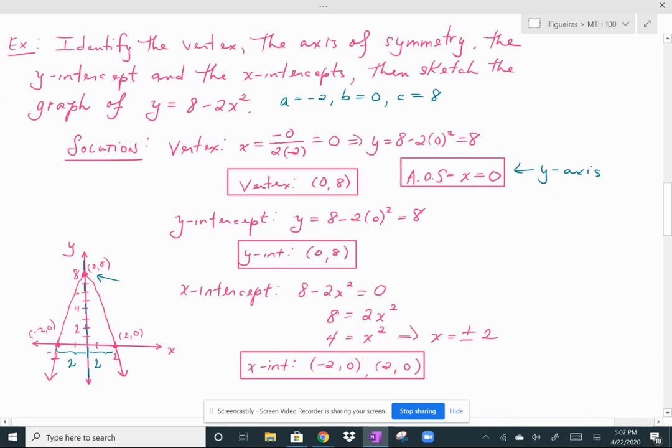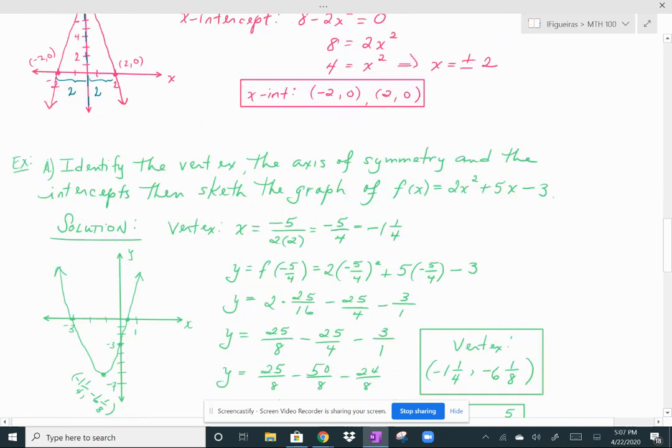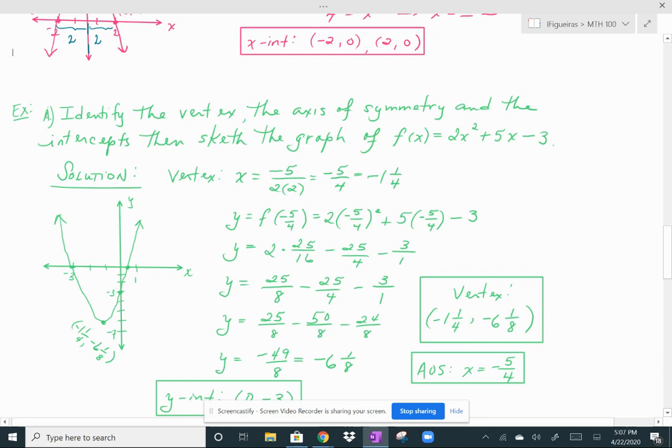All right, so let's do another example. So here in green, identify the vertex, the axis of symmetry, and the intercepts, then sketch the graph of f of x equal to 2x squared plus 5x minus 3. Okay, so as I mentioned in the previous problems, you want to identify your a, your b, and your c so that you can plug into your vertex formula. And again, I just want to note my a is positive. I expect my graph to be an upward facing U.